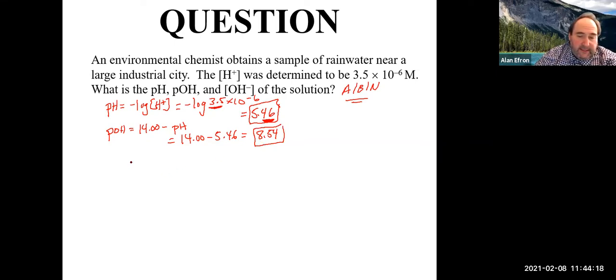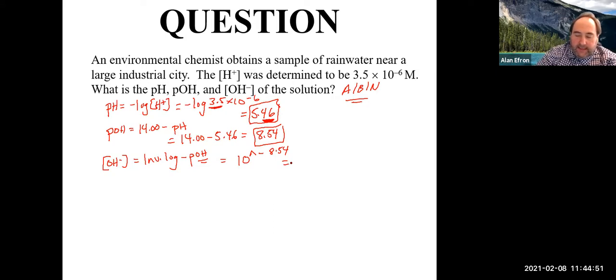Now you really have a couple of options to get the OH minus concentration. We could take the inverse log of the minus pOH. On your calculator, that probably will pop up like a 10 and a caret. You want to make sure you go negative on that, not the subtract button. 8.54 looks like what we want to go with there.